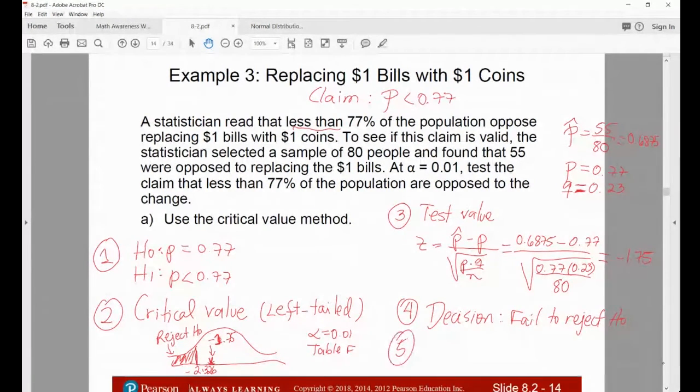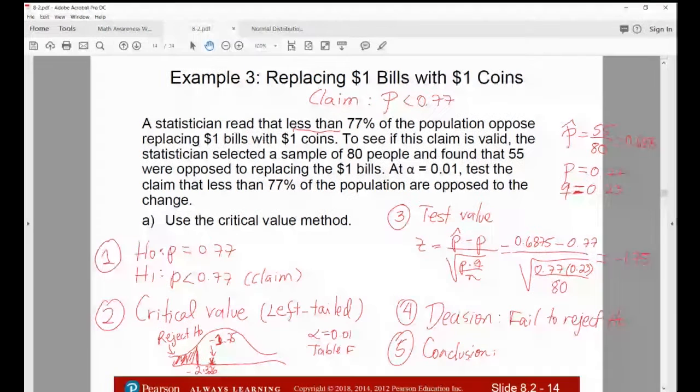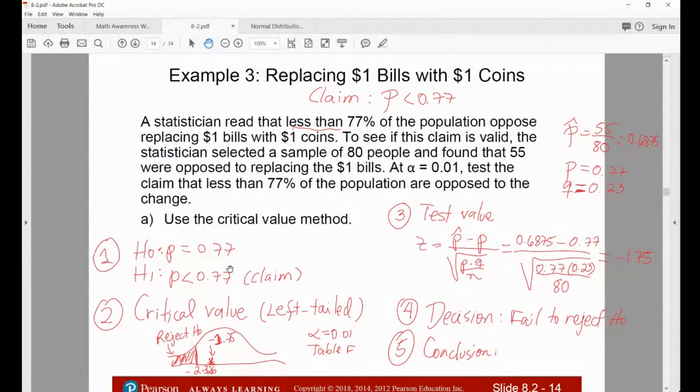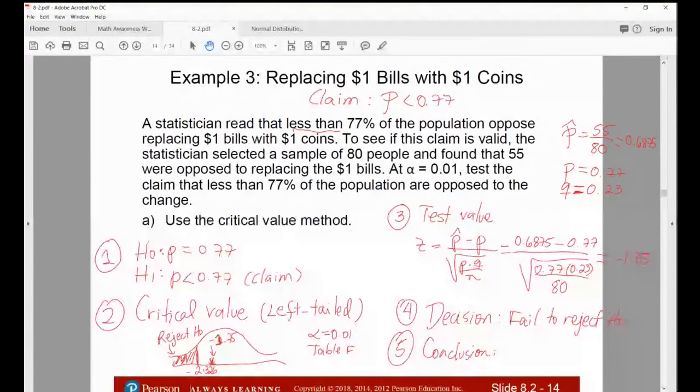So now we can write the conclusion using the information about the decision and the claim. The claim was in the alternative. P less than 0.77 is the claim. So what can we say about the claim? We fail to reject the null hypothesis. So we cannot reject the null hypothesis. So can we support the claim or not? What do you think?